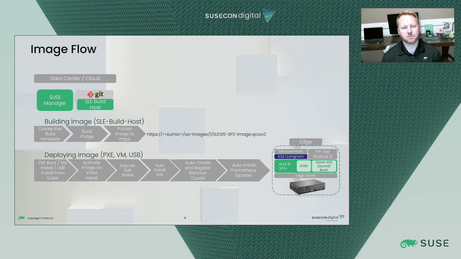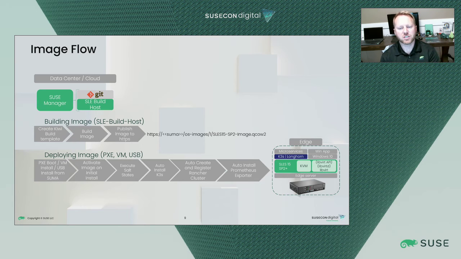Once that process is initiated, you then activate the image on the initial installation. And then once it's activated, SUSE Manager recognizes that it's a new device, and it will then execute some Salt states. It will bring in the hardware configuration, the software configuration, what's installed on that image, and then it will begin executing other Salt states to auto install K3s. So we're installing Kubernetes with it. And then it will auto create and register the Rancher cluster, and then auto install the Prometheus exporter. So monitoring is all taken care of.